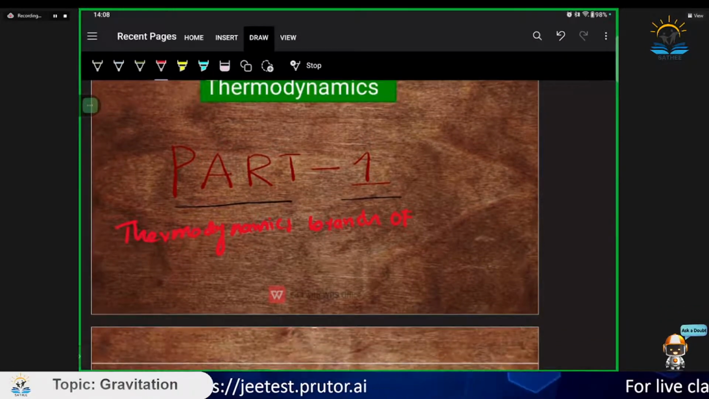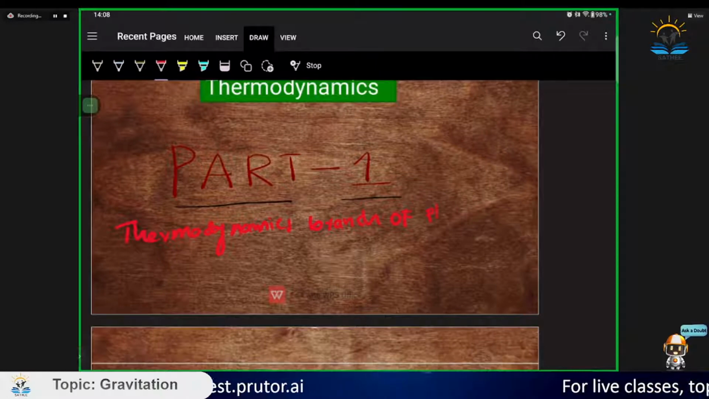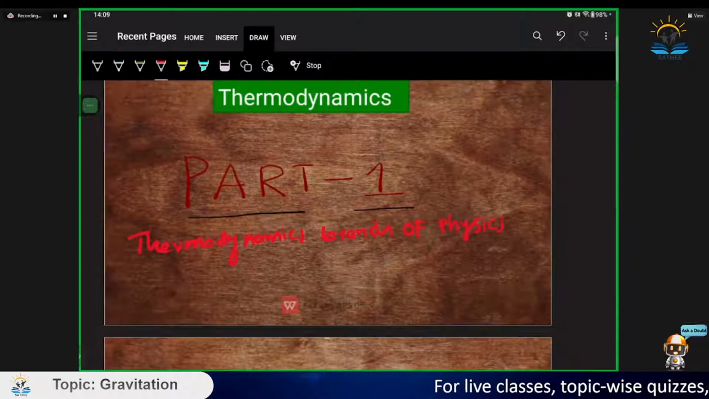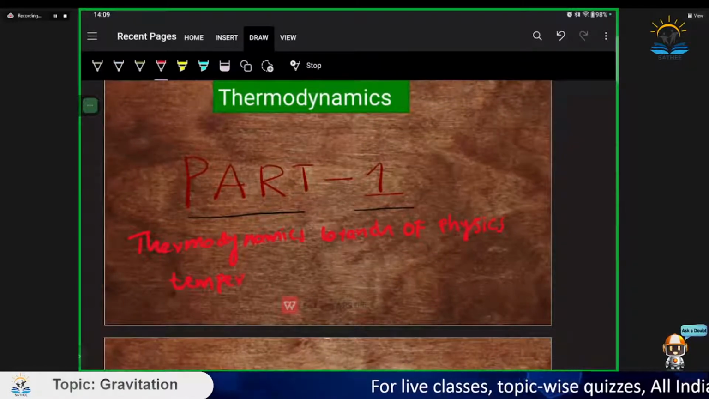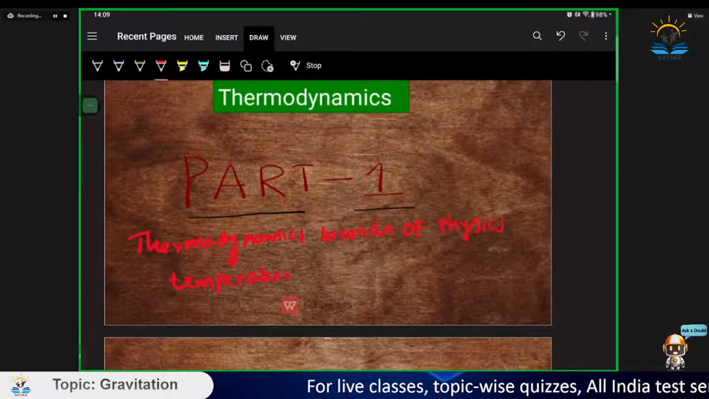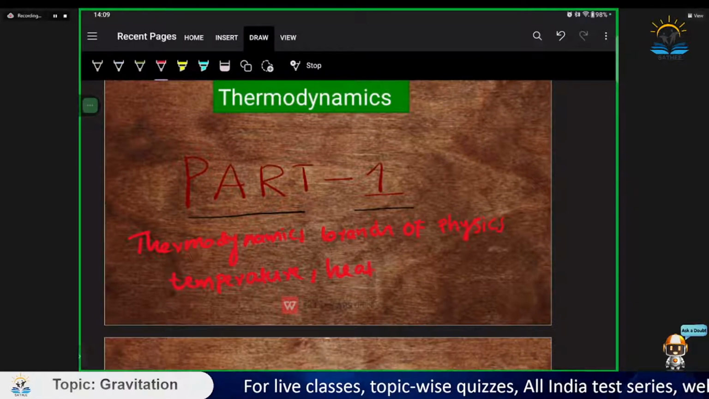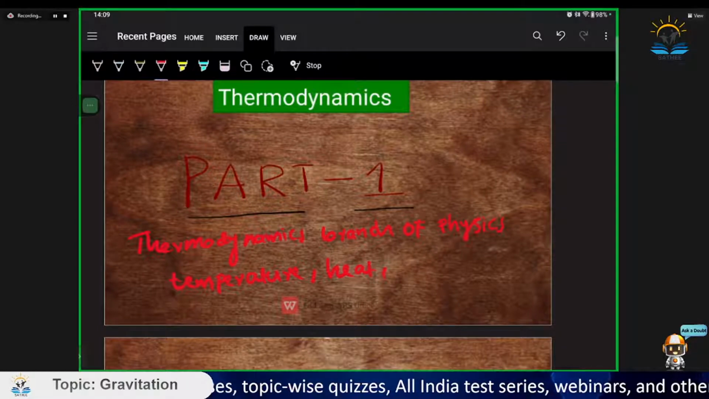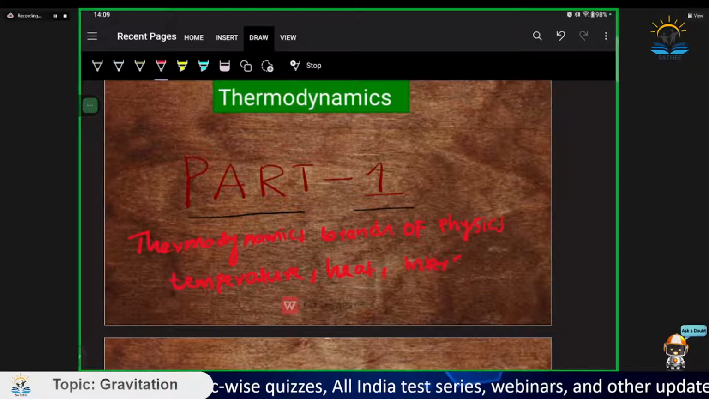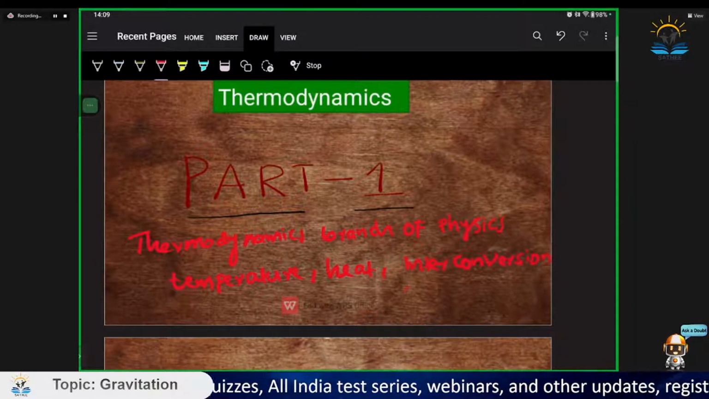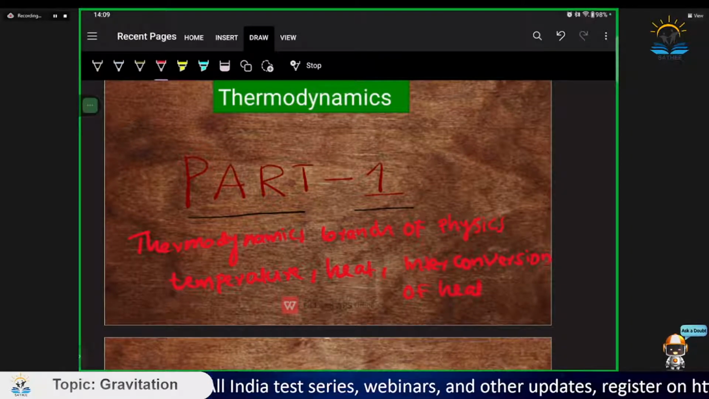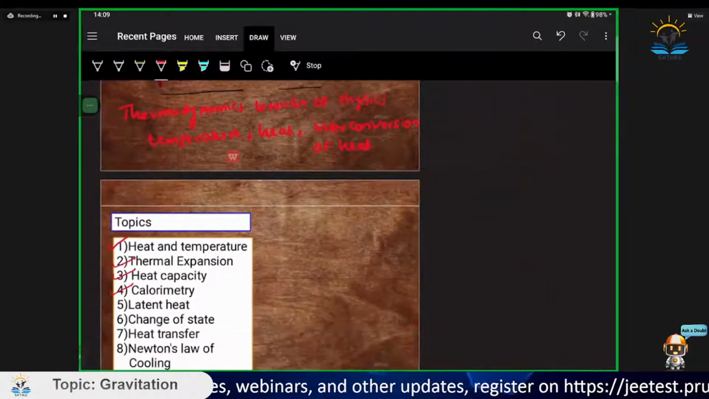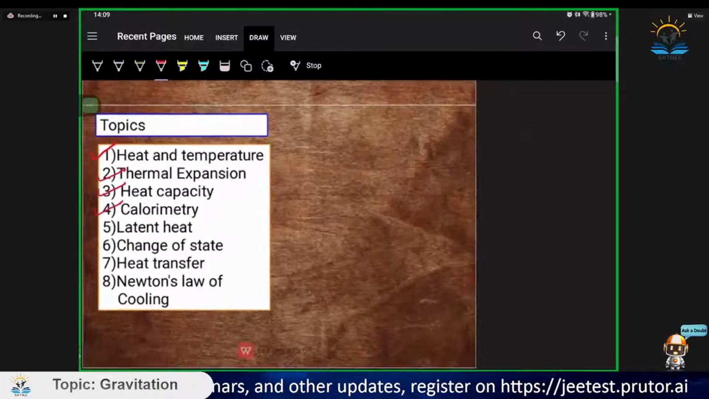So thermodynamics is a branch of physics. It deals mainly with temperature, heat, and transfer or interconversion of heat. This is just the definition of thermodynamics. Okay, now we can move to the important part.